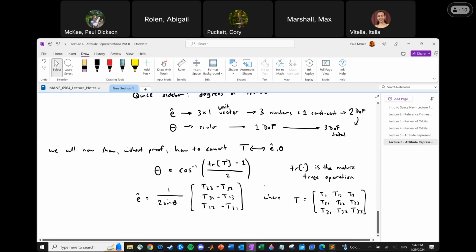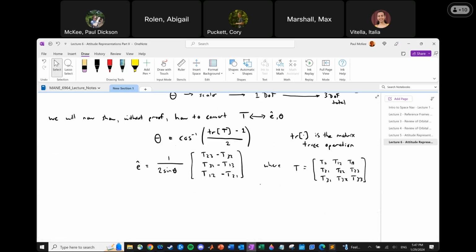Okay, and so then we know that we can get from, let's see here. There we are. If you wanted to get back to T, we have this equation here. T is equal to the cosine of theta times the identity matrix plus 1 minus cosine theta times E E transpose minus the sine of theta times E cross. Okay, what the heck does that mean?